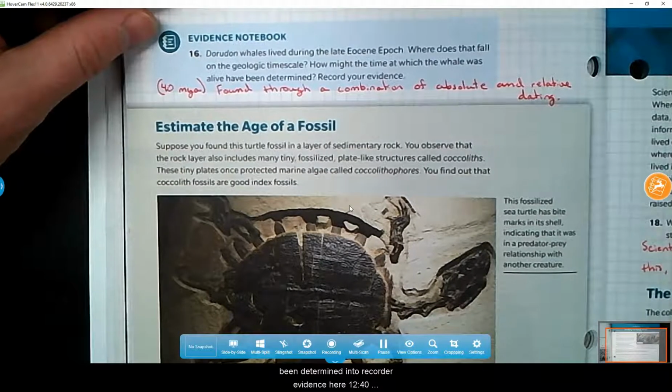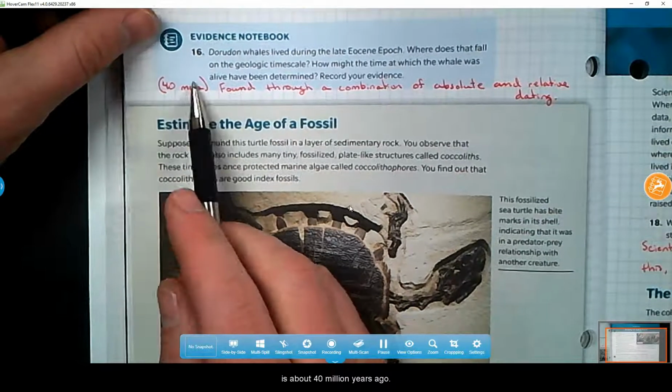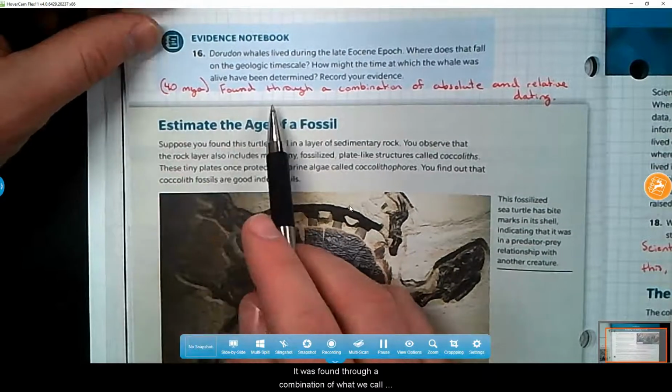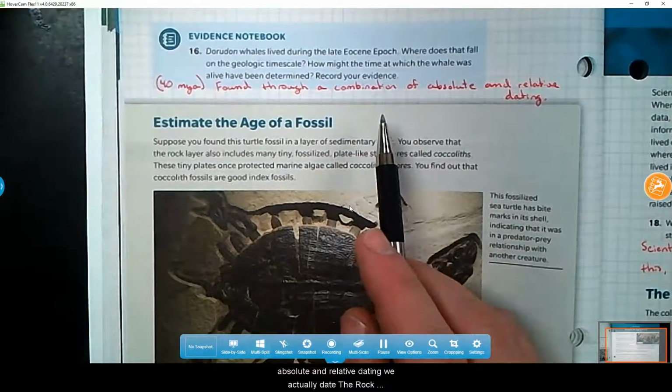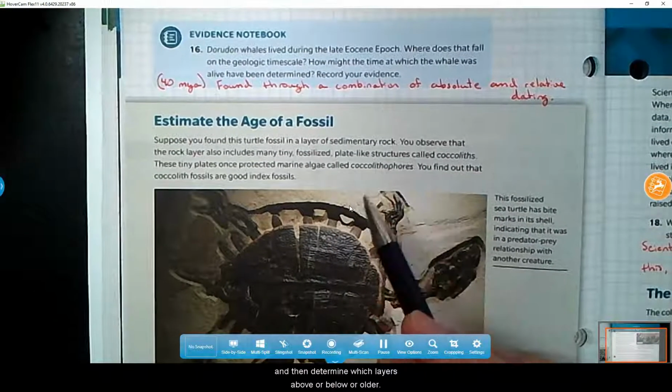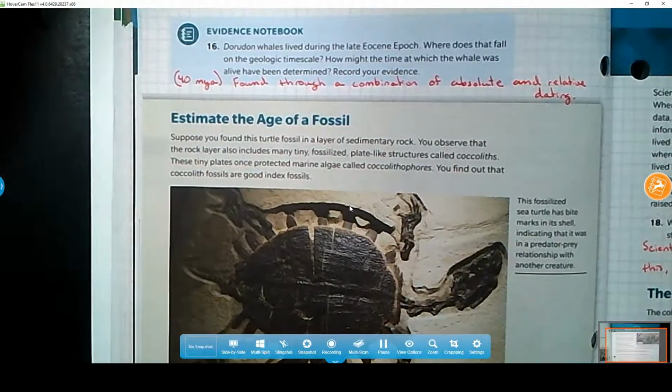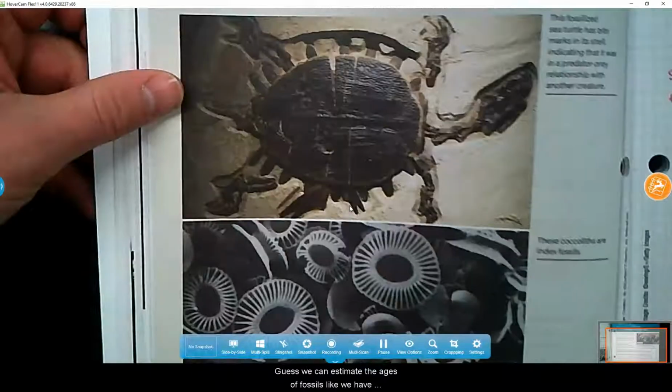And so if we record our evidence here, it was about 40 million years ago. And it was found through a combination of what we call absolute and relative dating. We actually date the rock and then determine which layers above or below are older or younger. Okay, so we can estimate the ages of fossils.